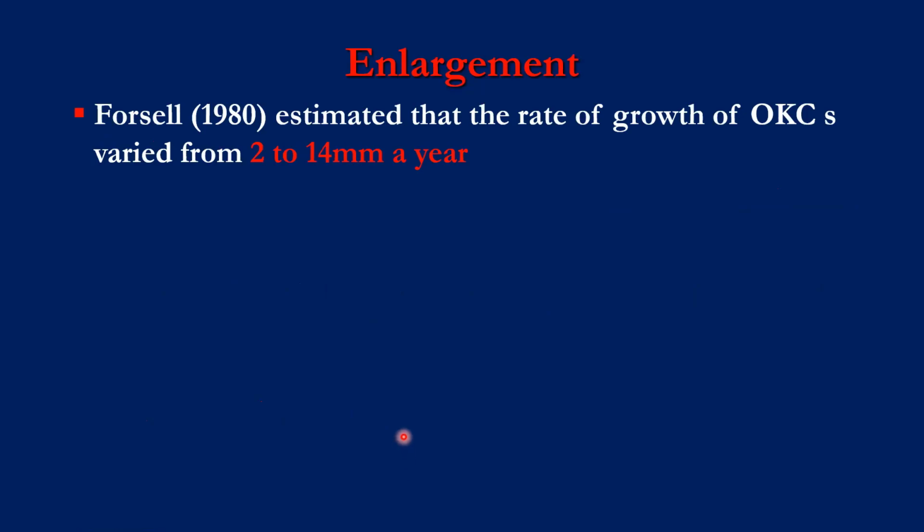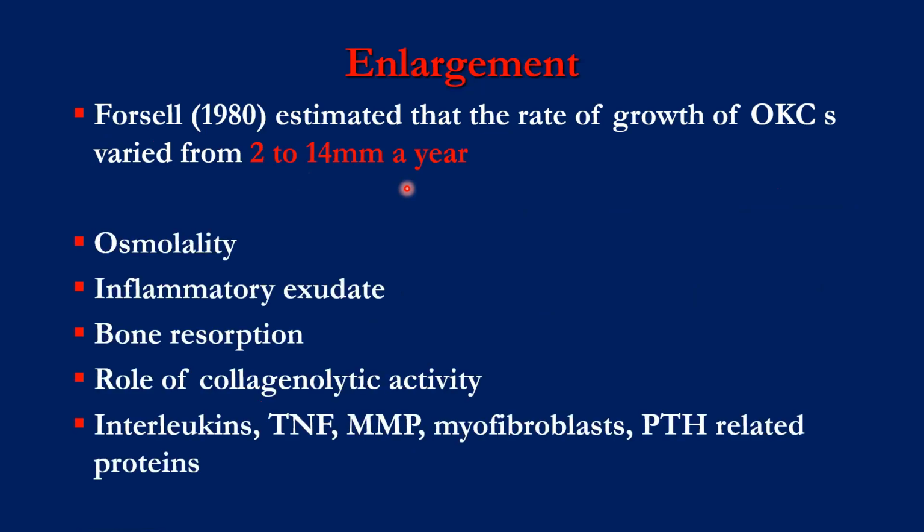The rate of growth of OKC is 2 to 14 millimeter a year, which is pretty big. As you can imagine, 14 millimeter is quite huge in size. And the causes of enlargement, number one is osmolality. Again, I have discussed enlargement of a cyst and the factors associated with it in the first series of the cysts. Please go back and look at it again for detailed explanation. Here I'm just going to name them.